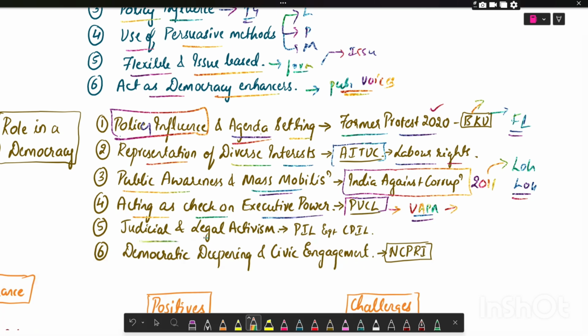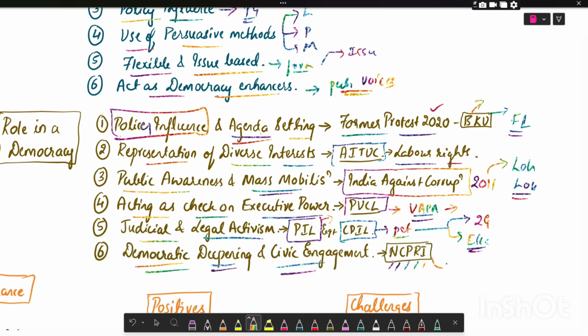The next point is judicial and legal activism. They use PIL, that is public interest litigation. For example, the Centre for Public Interest Litigation is a major petitioner in major cases like the 2G spectrum case and the electoral reforms case. The next role played by pressure groups is that they deepen democracy and civic engagement. For example, the National Campaign for People's Right to Information played an important role in passing the RTI Act 2005.